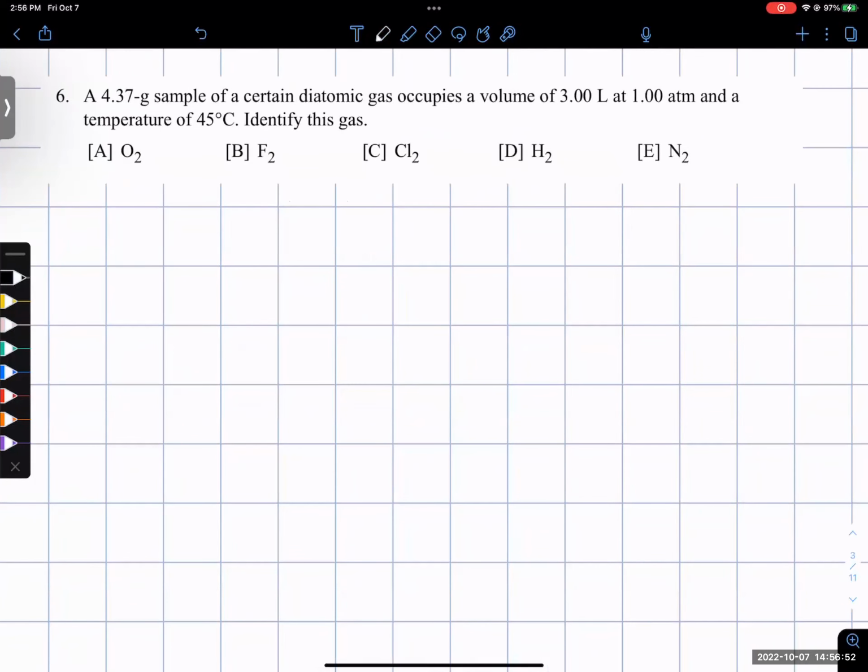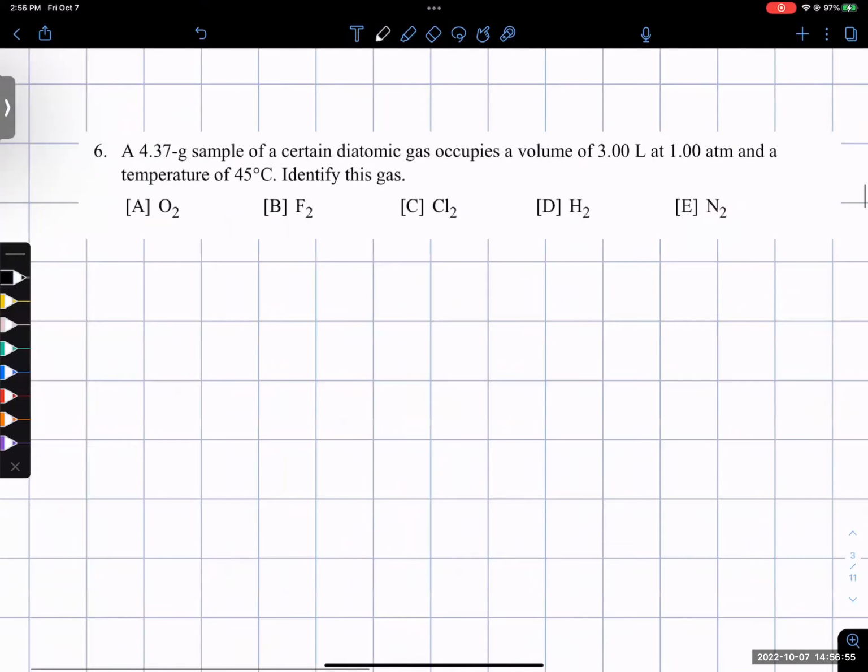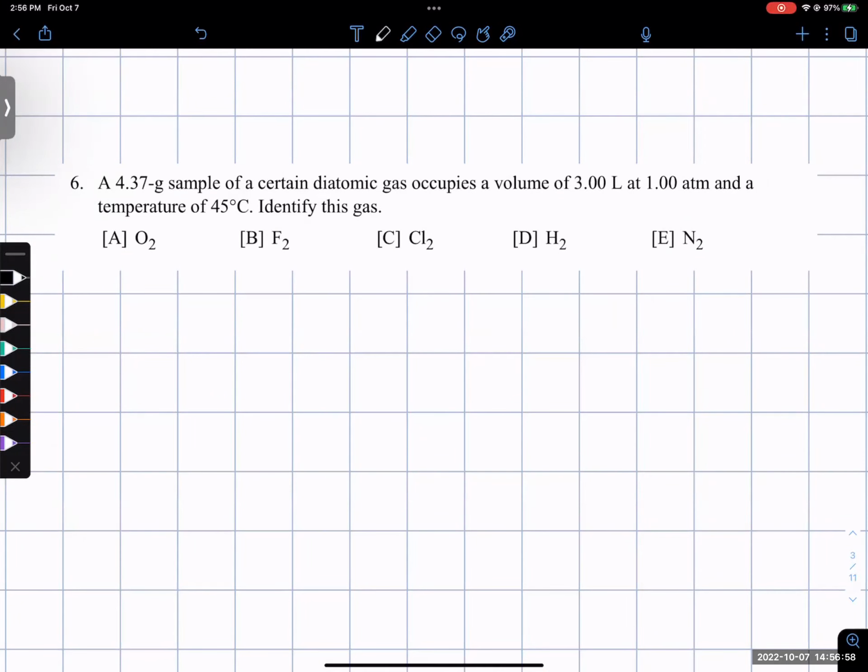All right. A 4.37 gram sample of a certain diatomic gas occupies a volume of 3 liters at 1 atmosphere and a temperature of 45 degrees Celsius. Identify the gas. This is an interesting problem that you will see on your test. Some sort of identify the gas given these properties. Or he'll try to confuse you with extra wording. Basically, he'll be like, on the planet Zoloft in the city of Mordor, Bilbo goes to a shire and takes out an unknown gas, identify the gas, or something like that.